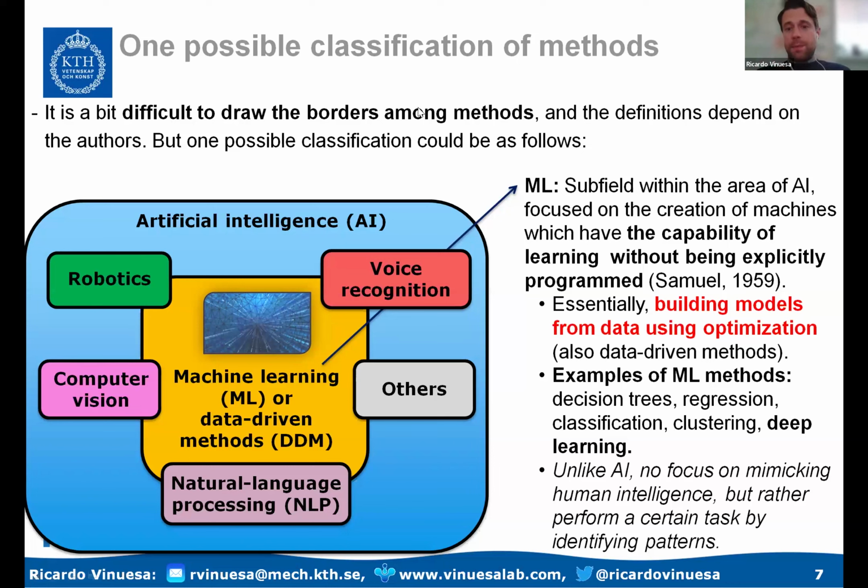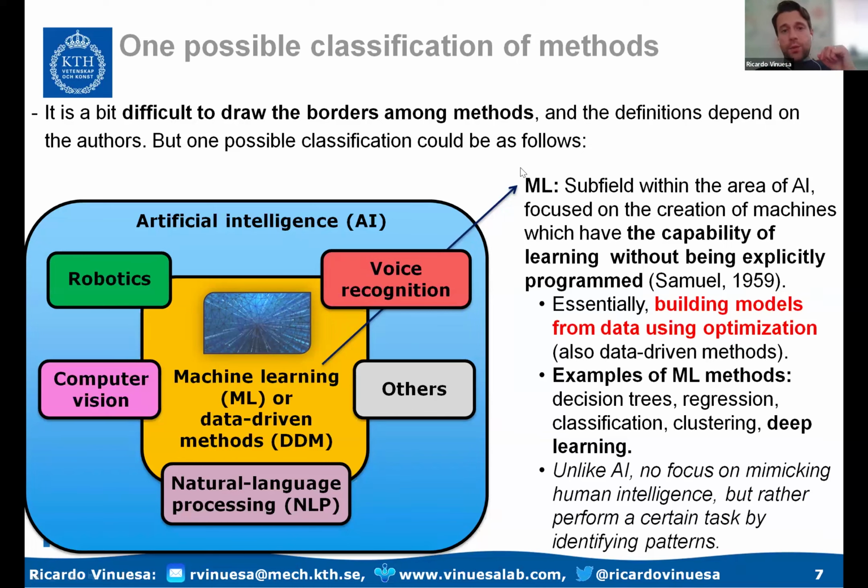There are many possible ML methods: decision trees, regression, classification, clustering, and deep learning. And of course, we want to differentiate ML from AI. In machine learning, the focus is not on mimicking artificial intelligence, but on performing certain tasks by identifying patterns. That's what we want to do. So again, machine learning is narrower, artificial intelligence is broad.